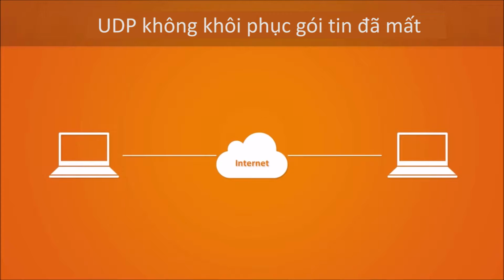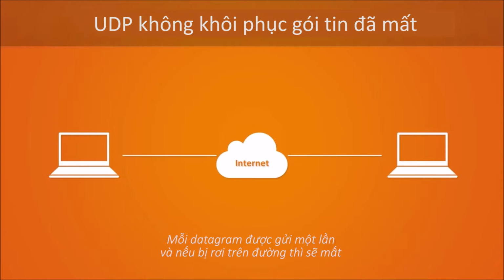UDP does not attempt to compensate for lost packets. Every packet gets sent out once. If it gets dropped on its way to the receiver, tough luck, it's gone.